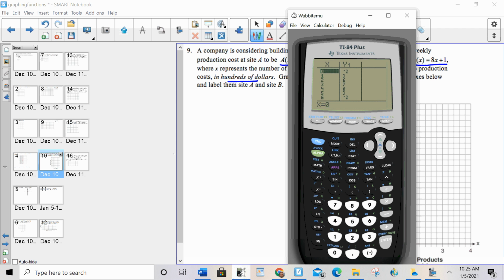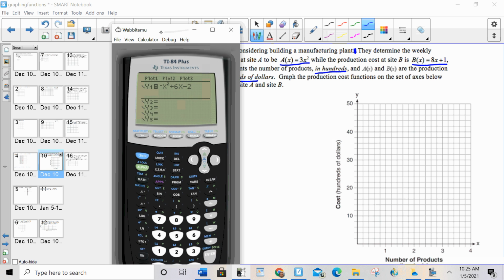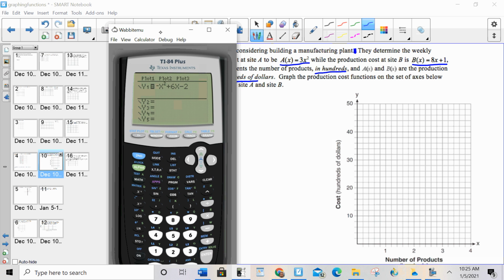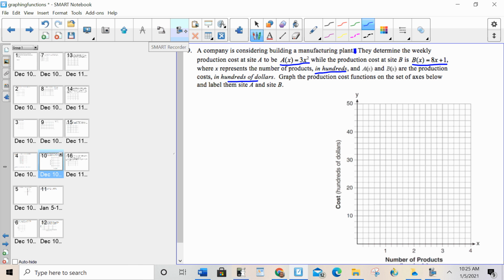I'm going to go to Y1. I'm going to type in 3x squared, and then Y2, 8x plus 1. Now we need to know what we're going to be graphing between. Most of the time it will tell you, whether it's in the problem or on the graph. If it doesn't, then you're going to have to do your whole zoom fit thing to get a nice picture. But usually they're going to tell you, and they're telling us on the graph. The graph goes from 0 to 4, so that's what I'm going to be graphing between.